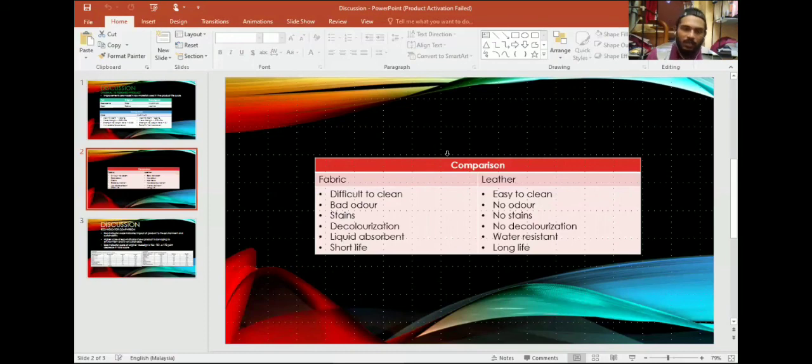Fabric is liquid absorbent because it is porous, and if you pour liquid on it, it will absorb deep into the fabric. But leather is water resistant. And fabric has a short life, and leather has a long life. Fabric is more vulnerable to sharp objects, for example, if you have zips in your pocket, it can damage the outer side of the fabric and expose the inside. But leather is more damage resistant, so it's better for the production of an office chair.